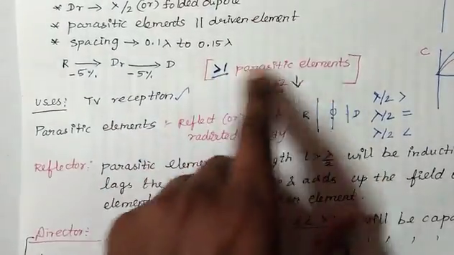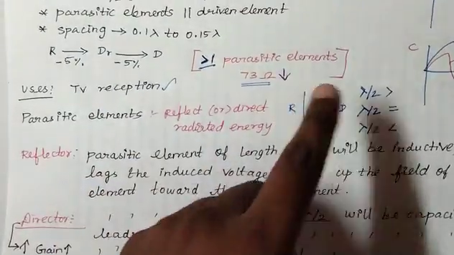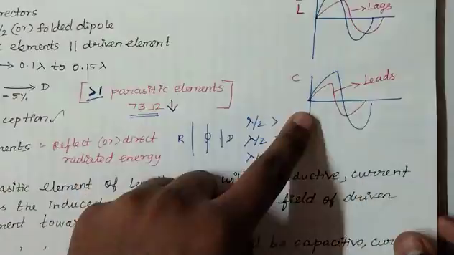So now we are going to find. As we have seen, this is a parasitic element. So what happens is it will have its voltage and current behavior.